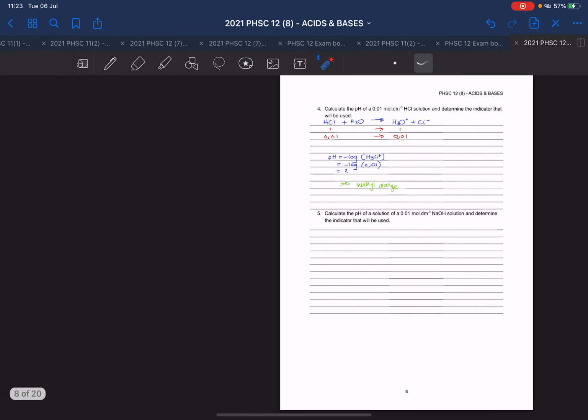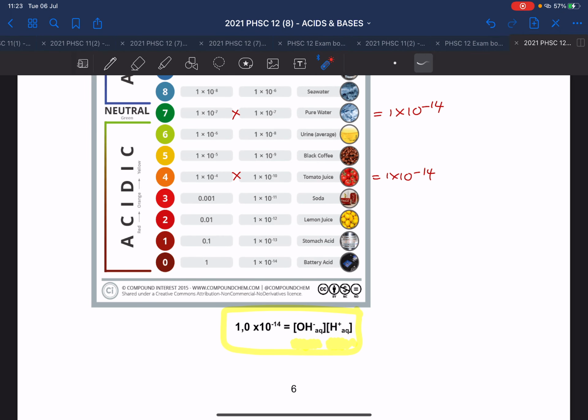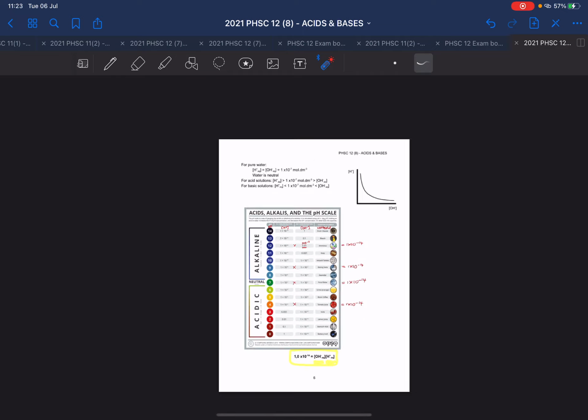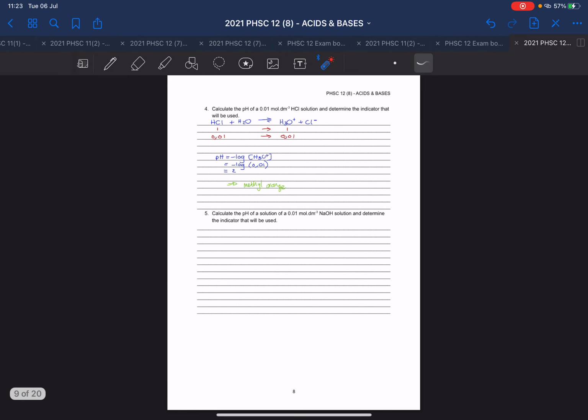You're going to use this to go from the hydroxide concentration to the hydronium concentration. And then you can work out the pH. So there will be 3 steps in here and this can count up to 6 marks.